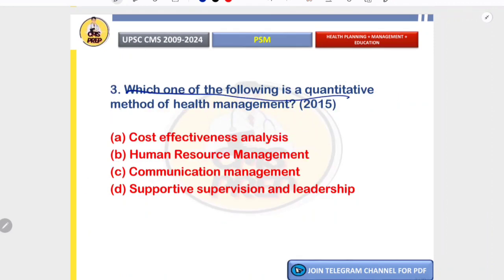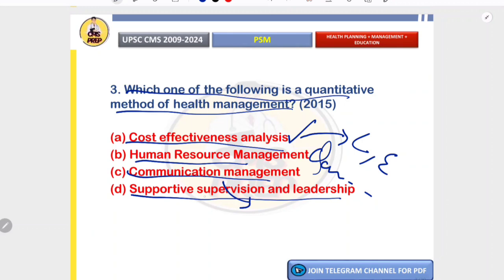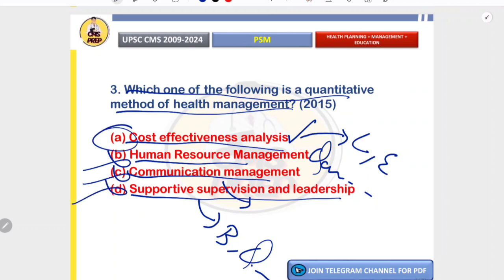Which one of the following is a quantitative method of health management? Cost effective analysis, yes, it is the correct one. It uses quantitative data, that is cost and outcome, to compare interventions. HR management is a type of qualitative management. Communication management is strategy based, not numerical. And supportive supervision and leadership is behavior focused, a qualitative type of management, not quantitative. So these three are incorrect. The correct one is option A.